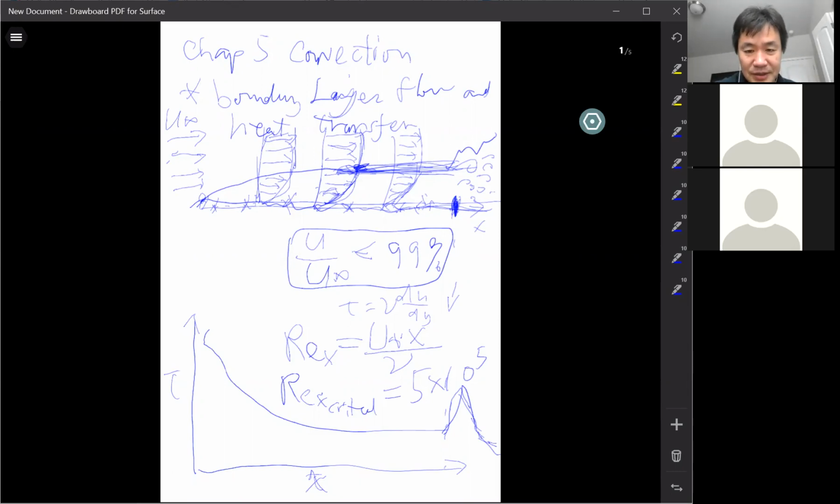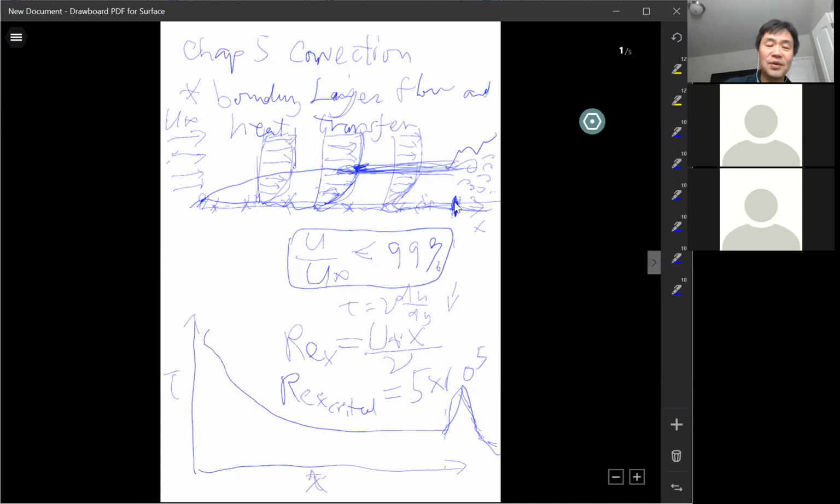Does that make sense? This is kind of strange when you hear it first, because people are usually used to the Reynolds number for the pipe flow. Come on, each pipe has one Reynolds number, right? So now you have so many Reynolds numbers, each one representing a certain location. So when you reach this location, your Reynolds number will be 5 times 10 to the 5.